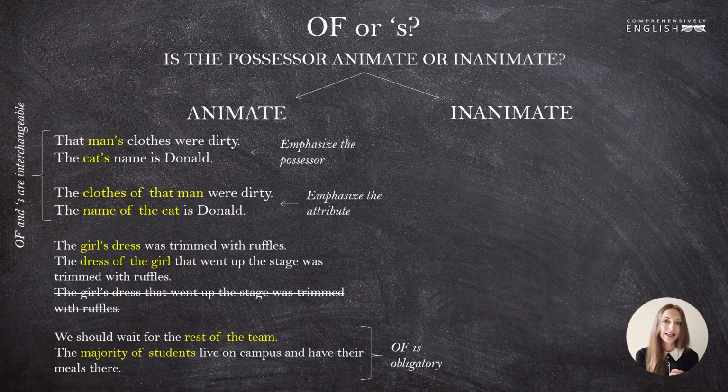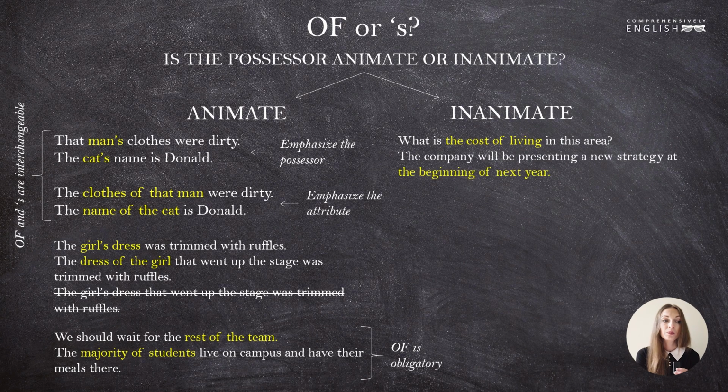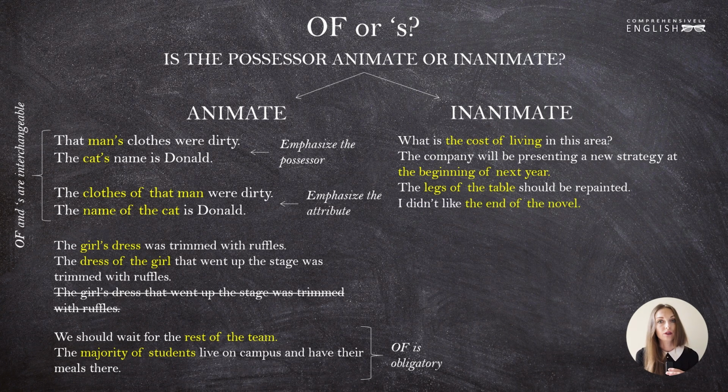With inanimate nouns, of is preferable when we speak about qualities, attributes, actions, or parts of something. It is a more natural structure. Let's see. What is the cost of living in this area? The company will be presenting a new strategy at the beginning of next year. The legs of the table should be repainted. I didn't like the end of the novel.